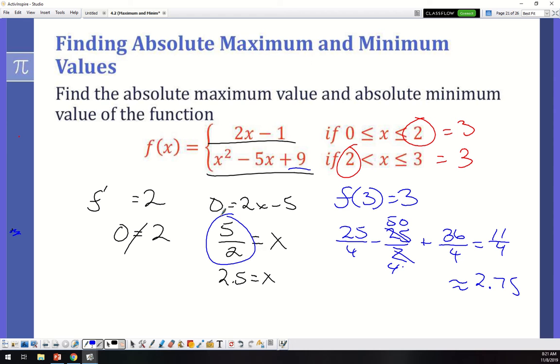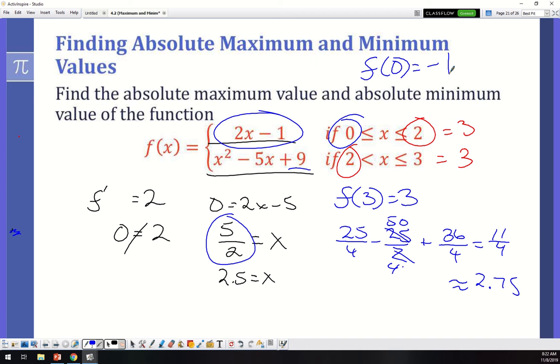All right, and okay, since I don't have any critical values in the interval of this, what else do I still have to check? Zero. Got to check 0, right? We haven't checked 0. Because like I said, we have to check all the endpoints. Okay, so it's also going to be f of 0 is -1.